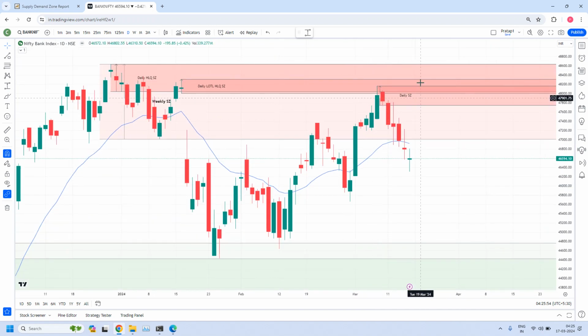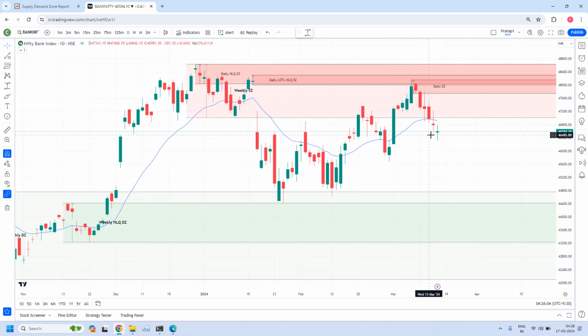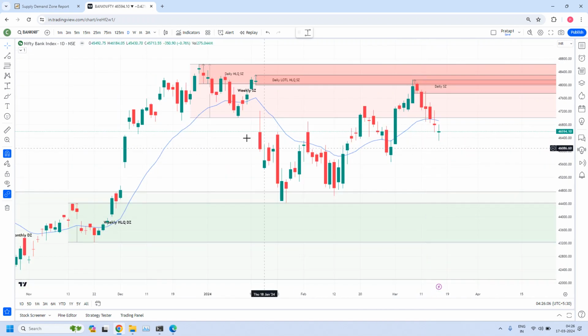That means in this entire weekly supply zone, a lot of demand is built up here. So this is one point you have to observe. Everything happened inside these weekly supply zones.